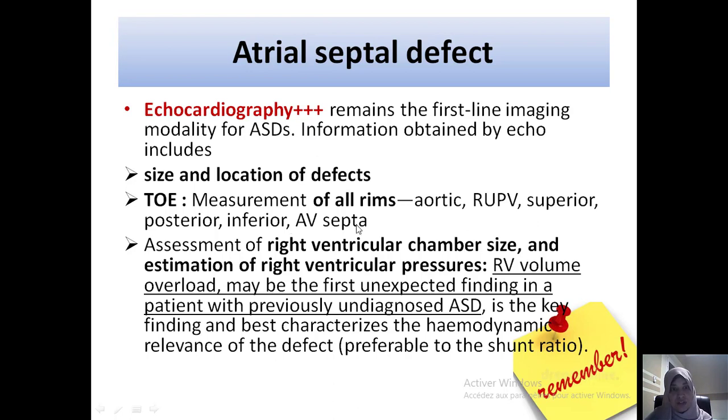Moreover, echocardiography should assess the right ventricular chamber size and give an estimation of the right ventricular pressures. In fact, right ventricle volume overload may be the first unexpected finding in a patient with previously undiagnosed ASD, and this is the key which characterizes the hemodynamic relevance of the defect.